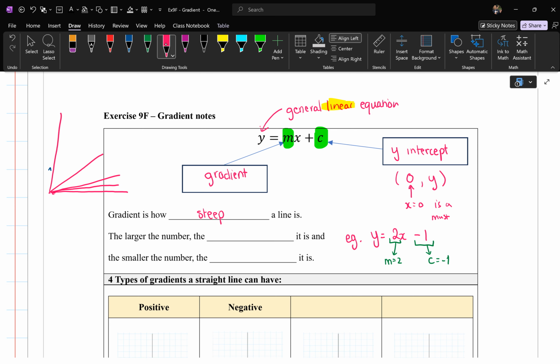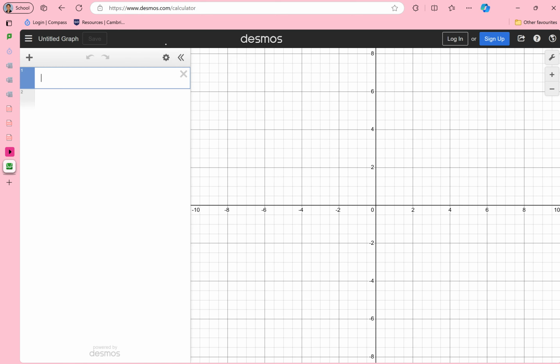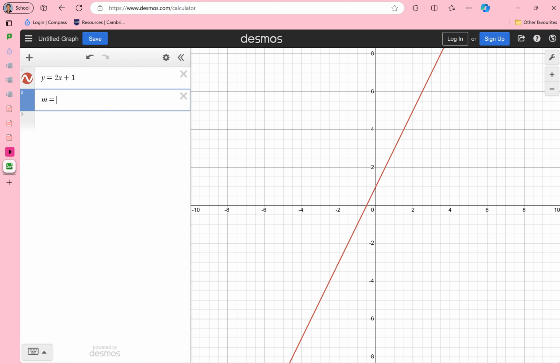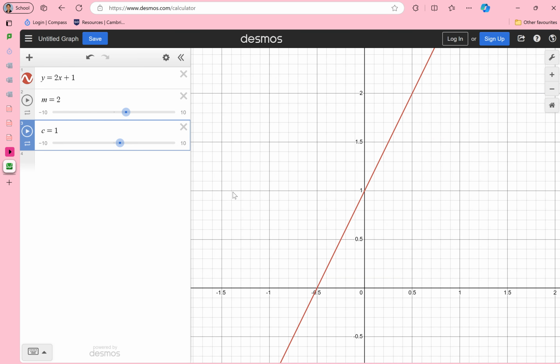So I can quickly show you on Desmos, just to illustrate a point. Let's go to desmos.com. If I type in y equals, let's make up a line, 2x plus 1. See how I've got a straight line straight away, and m, the gradient, is clearly 2. It's the number in front of x. And then c is the number positive 1. So c is the y-intercept, and you can see that it crosses the y-axis at 0, 1. And that's where the y-intercept is.